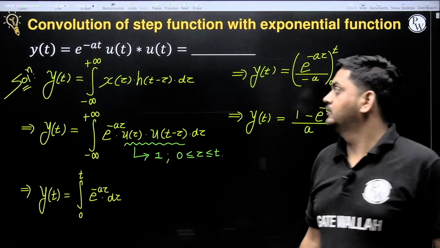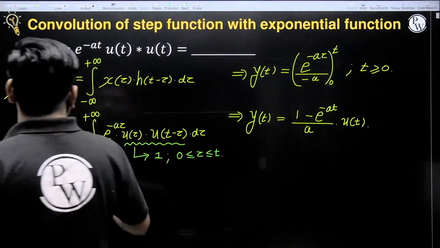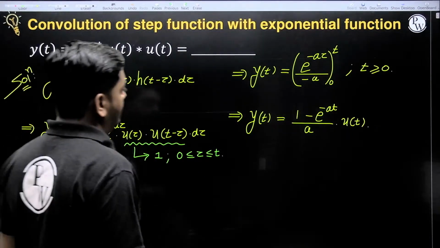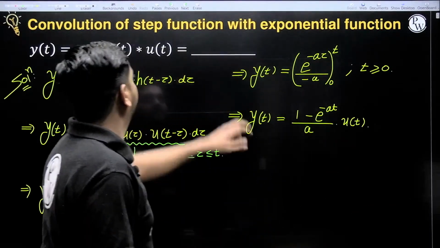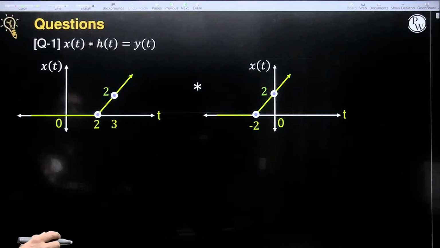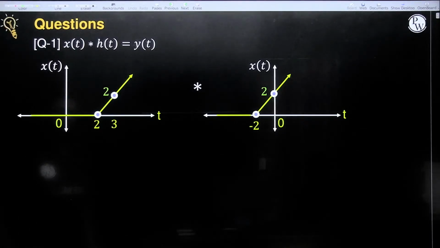Okay. So the convolution of e to the power minus at into u of t with u of t is nothing but (1 minus e to the power minus at) divided by a, into u of t. Now let us solve some questions.